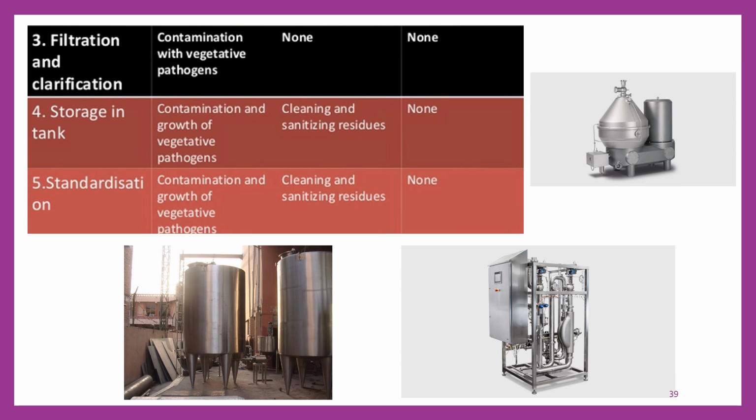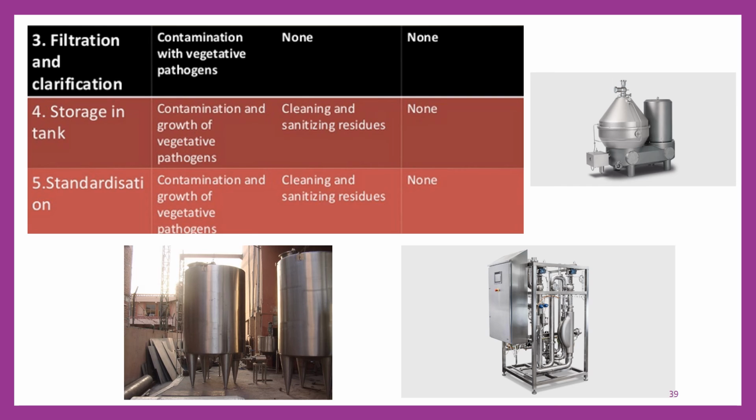When filtration and clarification is the processing stage, then the biological hazard is contamination with vegetative pathogens. The physical and the chemical hazards are none. When storage in tank is the processing stage, then contamination and growth of vegetative pathogens is the biological hazard. Chemical hazards include cleaning and sanitizing residues, and the physical hazards are none.